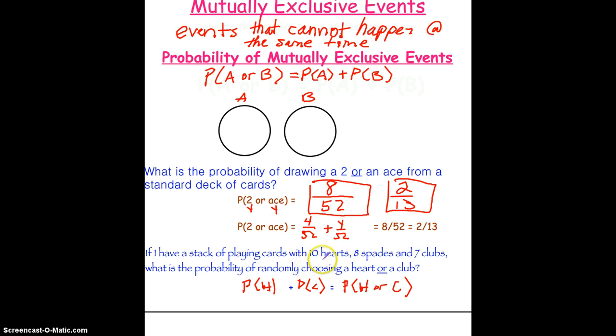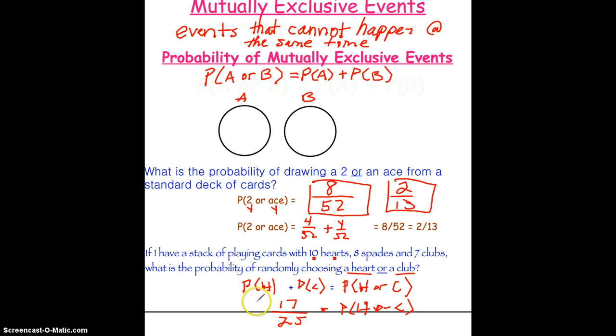Also, another way to look at this is, if you're talking about a heart or a club, how many hearts are there? There's 10 hearts. There's 7 clubs, so that means that there's 17 possibilities out of your total of 25. So you could say that the probability of drawing a heart or a club would be 17 over 25.